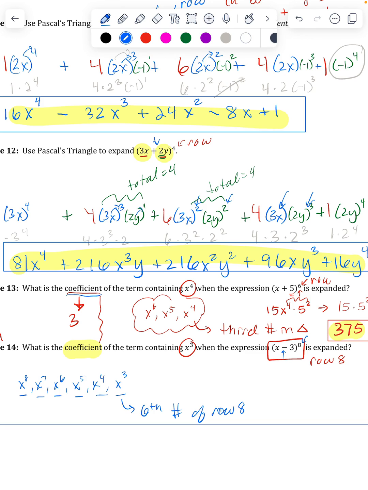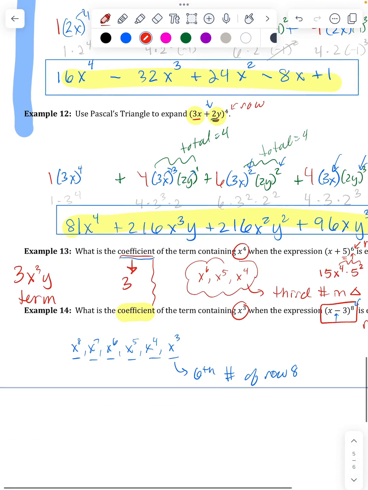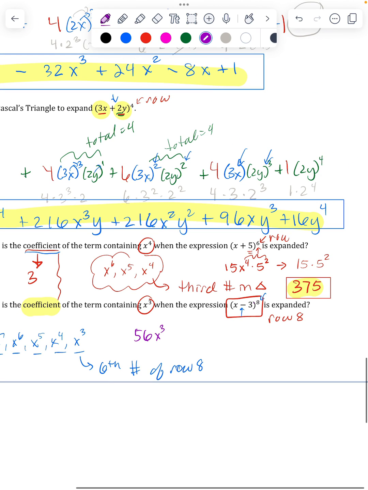And the reason it's row 8 is we are expanding to a power of 8. So if I go back to the beginning of my notes and I look at row 8, the 1, 2, 3, 4, 5, 6th number is 56. So this is my 6th number. So I'm going to have a 56 from the triangle. I'm going to have an x to the 3rd, which means my second part of negative 3 has to be to the 5th so that these two total 8. So think about that. I don't care about this because it's only asking me for the coefficient.